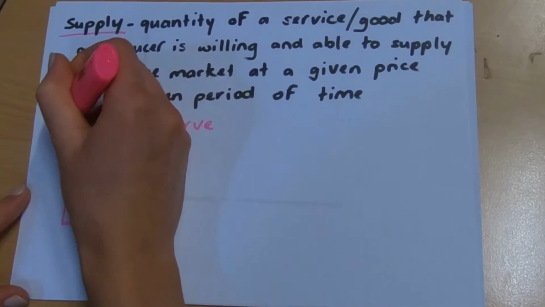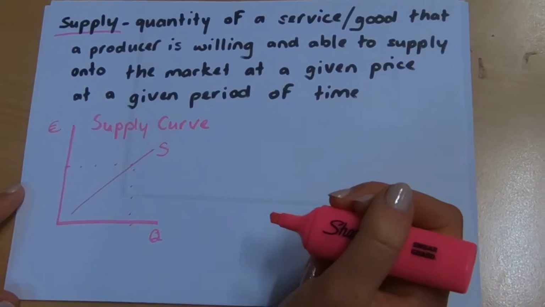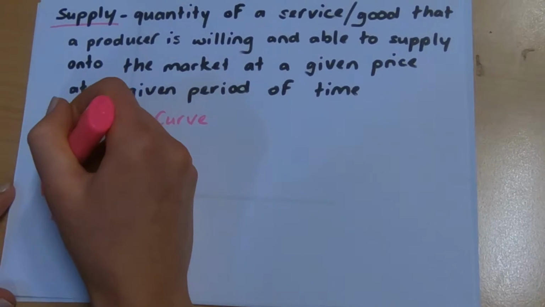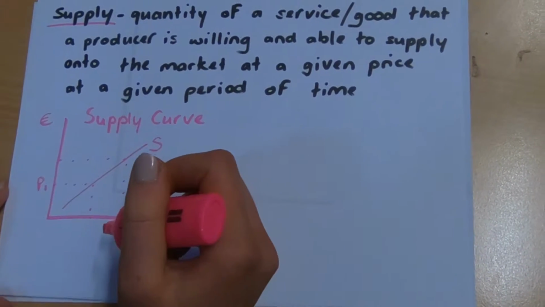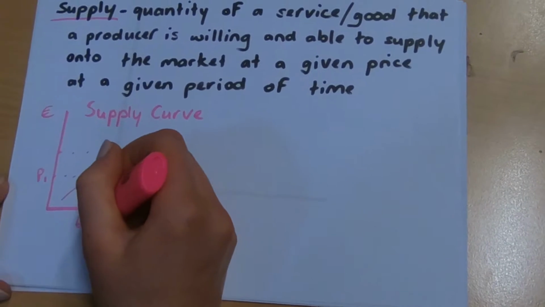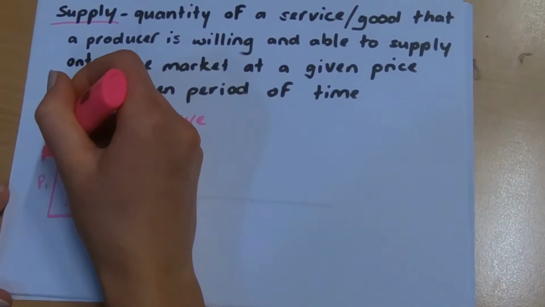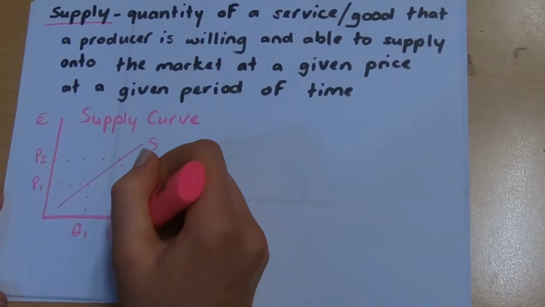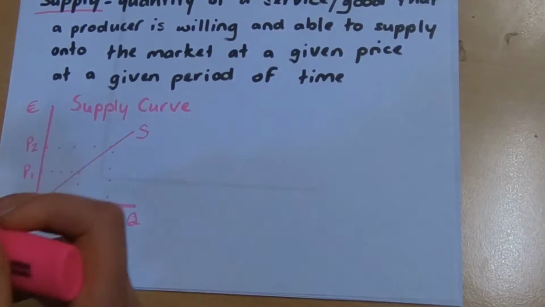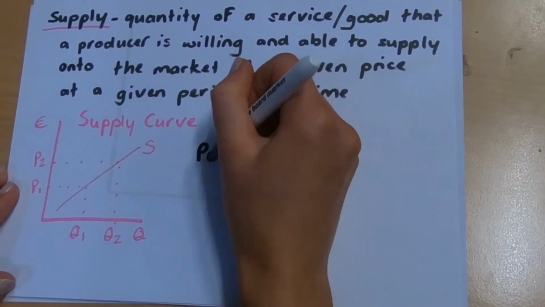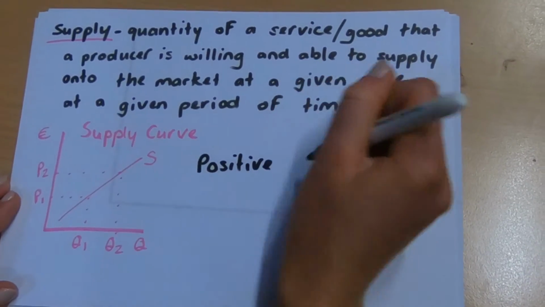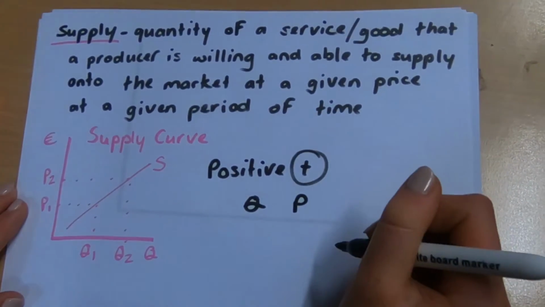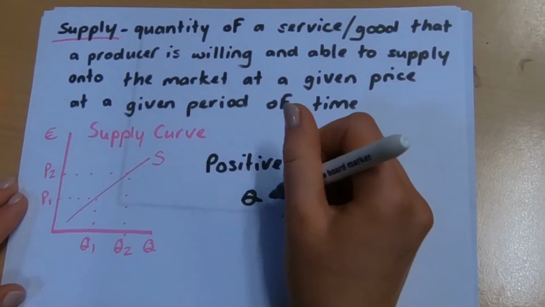price and the quantity supplied. This means that at lower prices, such as P1, producers are willing to supply less here at Q1, and at higher prices, such as P2, suppliers are willing to produce more at Q2. This means that there is a positive relationship between quantity and price. So as price increases, quantity increases.